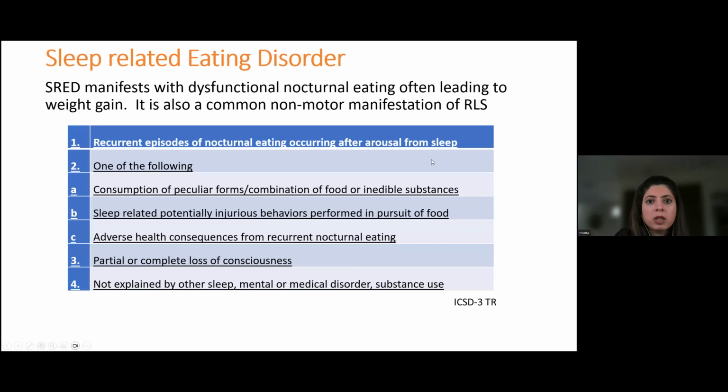Okay, so sleep-related eating: basically, this one manifests with nocturnal eating without any recollection.